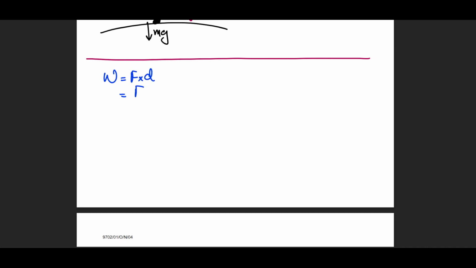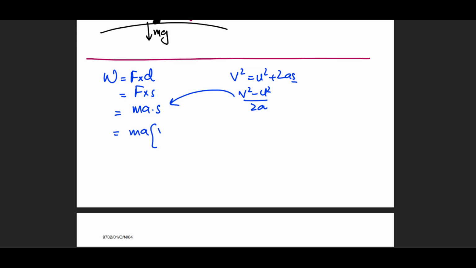And if you write this down in terms of the kinematics equation, in place of F we have ma, as F equals ma, times s. Then we have the equation v squared is equal to u squared plus 2as. If you make s the subject of the formula, this becomes (v squared minus u squared) divided by 2a. Now, placing this over here, you get ma times (v squared minus u squared) divided by 2a.